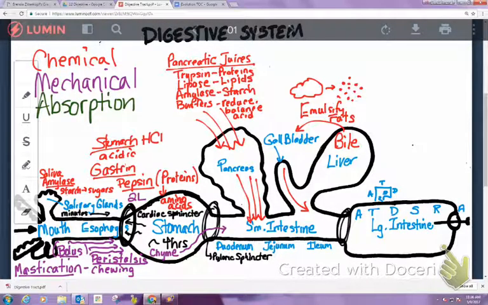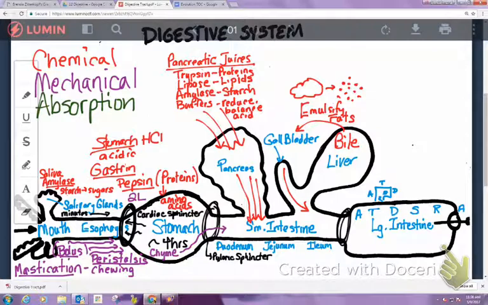So why do you have to take all of these large molecules, proteins, lipids, starches, and fats, and break them down into smaller subunits? So they can be absorbed. Exactly. Very good. Very good, Sebastian. I was going to say that.